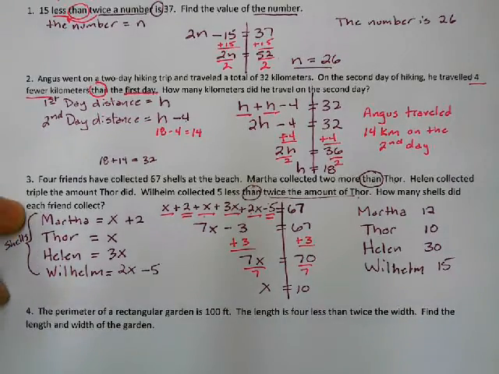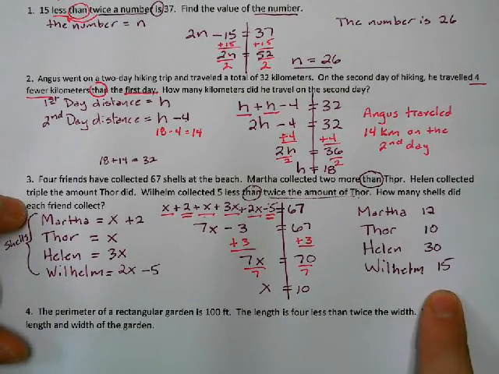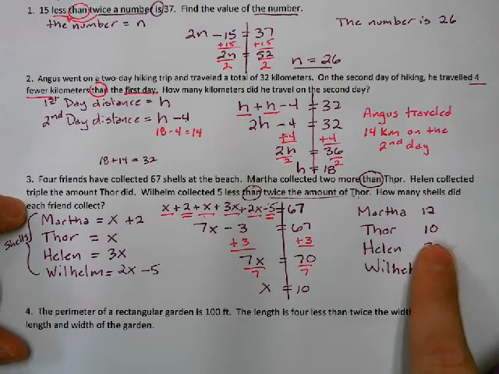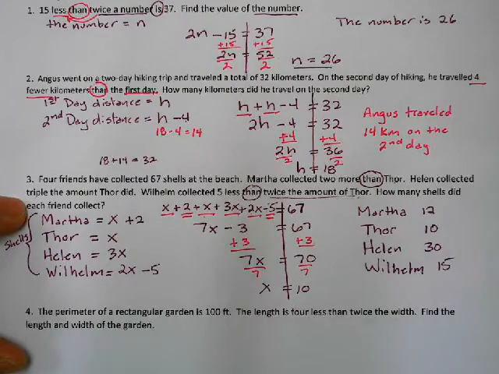Do these add up to 67? 12 plus 10 is 22. 22 plus 30 is 52. 52 plus 15, yep, that's 67. So I think this makes sense. Last one.